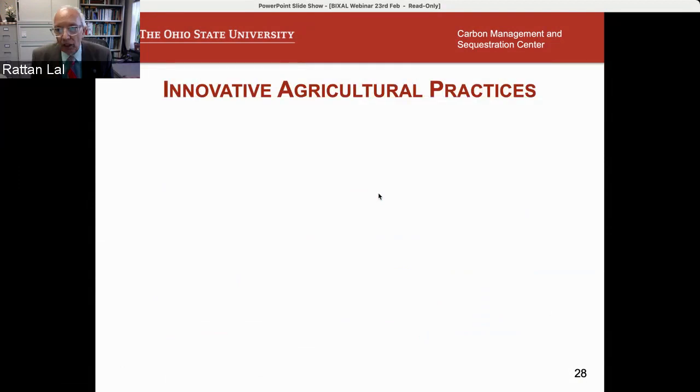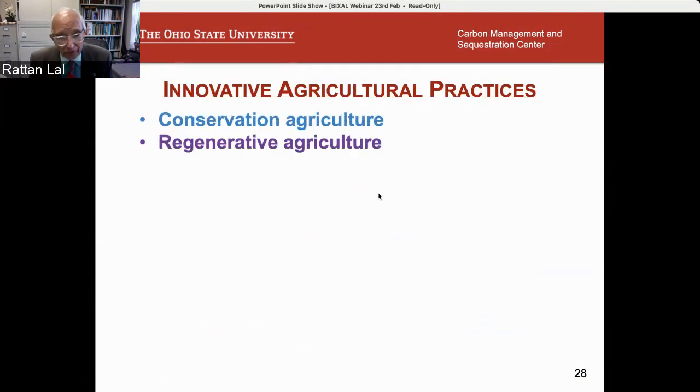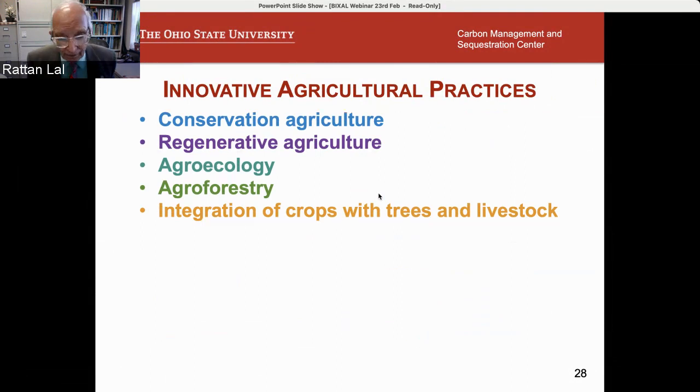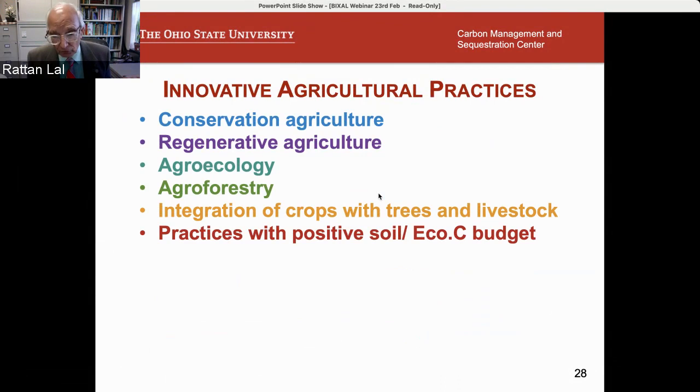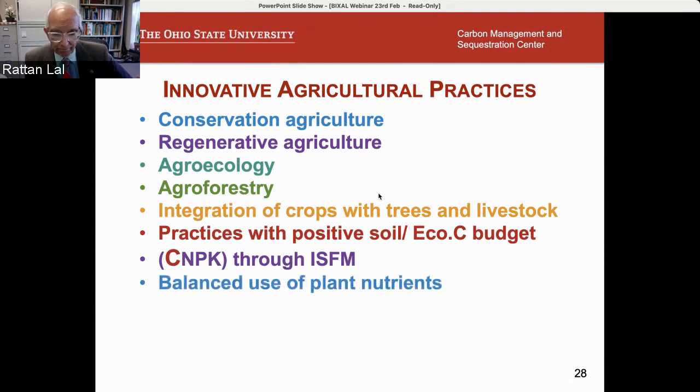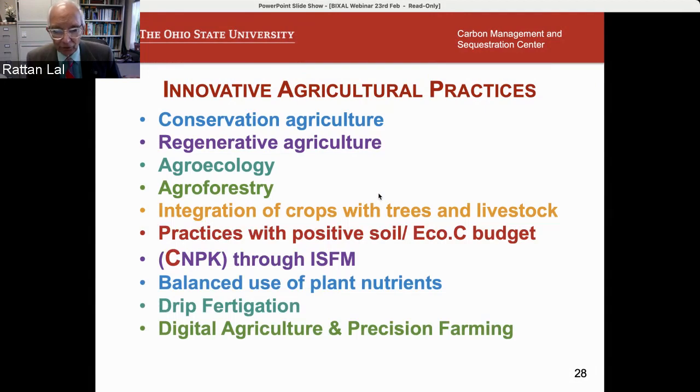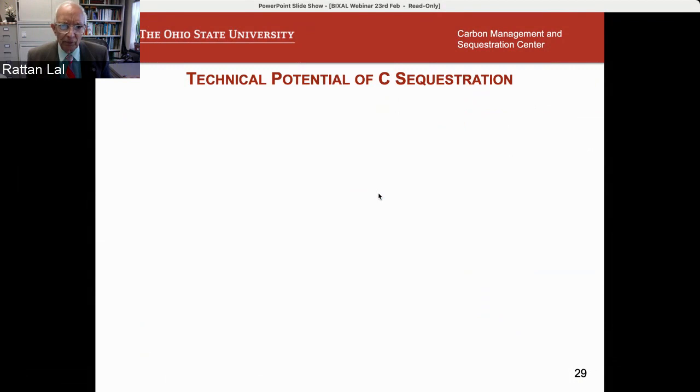It has to stop by innovative agricultural practices, such as conservation agriculture, some people call it regenerative agriculture, agroecology, agroforestry, integration of crops with trees and livestock, practices with a positive soil ecosystem carbon budget. The concept is CNPK. C before NPK, carbon organic matter before NPK, so that the need for NPK progressively becomes less. And the CNPK concept is integrated soil fertility management. Balanced use of N with P, K, S, and other micronutrients. Drip fertigation to replace flood irrigation and digital agriculture, precision farming, artificial intelligence, many other options.